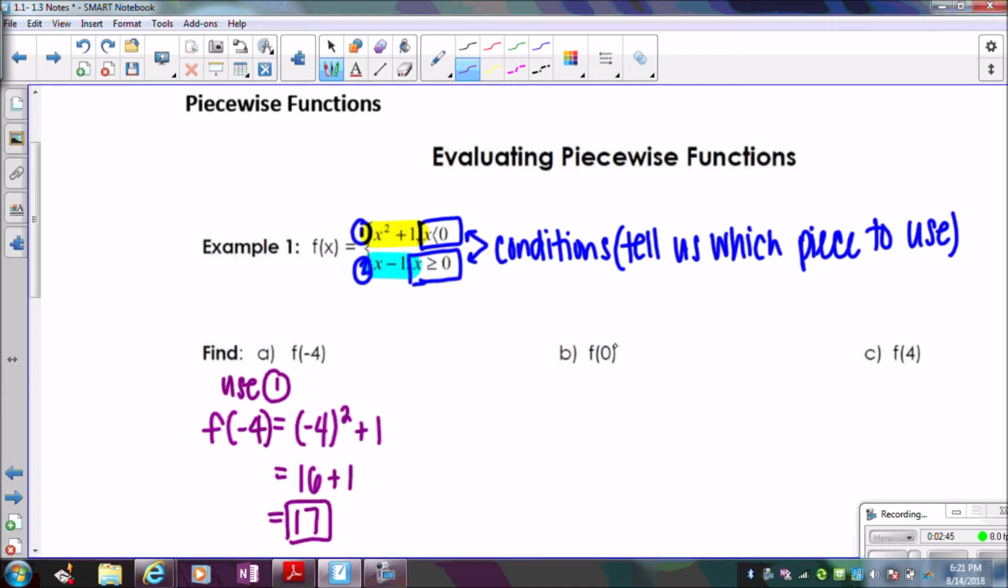Second one, the input is 0. Since the input is 0, we are going to plug into the second equation, because that's when x is greater than or equal to 0. In this case, it equals 0, so we're going to use number 2. So when we plug in, we have f of 0. So we have parentheses minus 1, input the 0. 0 minus 1 is -1.